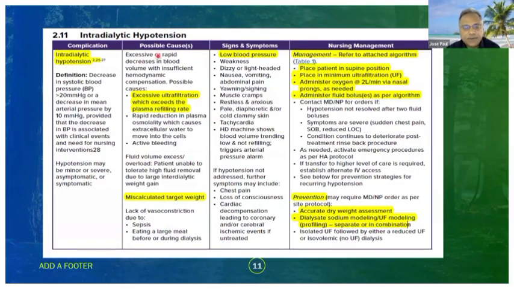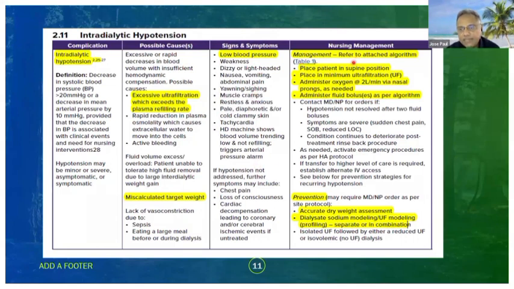So just concentrate on the highlighted areas only. So this is intradialytic hypotension. The causes are listed here. The most common cause is excessive ultrafiltration, which exceeds the plasma refilling rate. One of the most possible reasons is incorrect assessment of the dry weight, and the clinical symptom is low blood pressure, and it can lead to a wide variety of symptoms.